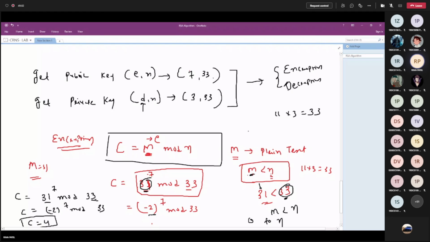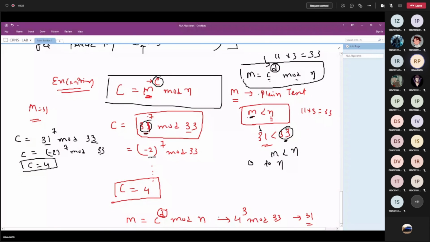Now take the equation for the decryption. That was plain text m equal to c raised to d mod n, right? So I will put the value of ciphertext for the decryption. It is 4. D, what is the value of d? It is 3, mod 33. So you can see we encrypted with E, and we are decrypting with D. Done? And definitely we are going to get 31.